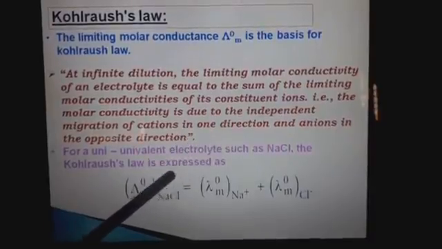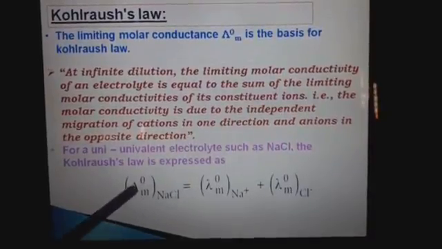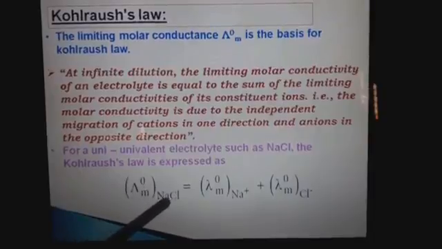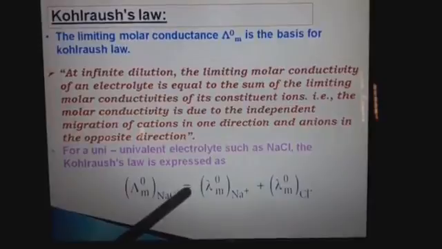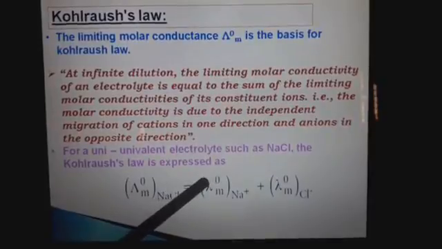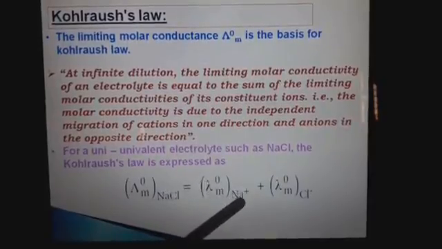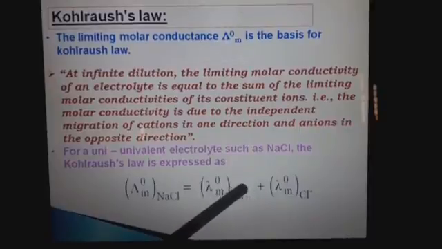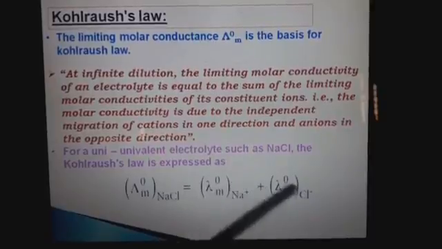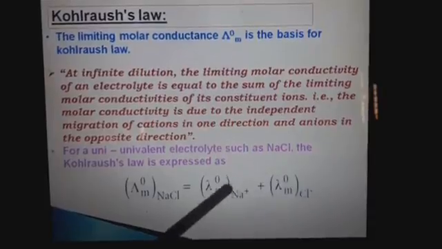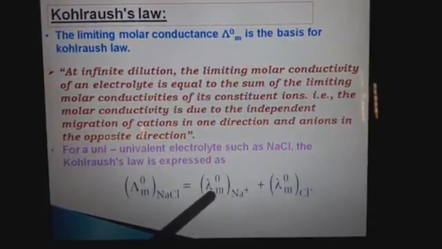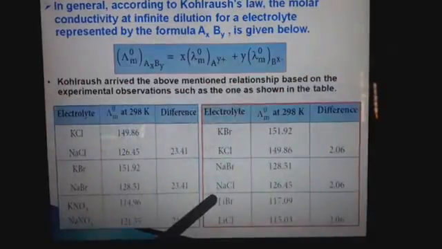So the relationship is: lambda 0 m of NaCl, the limiting molar conductivity of NaCl, is equal to lambda 0 m of Na plus ion plus lambda 0 m of Cl minus. These are the separate constituents. This is the relationship for Kohlrausch's law. Very important law.